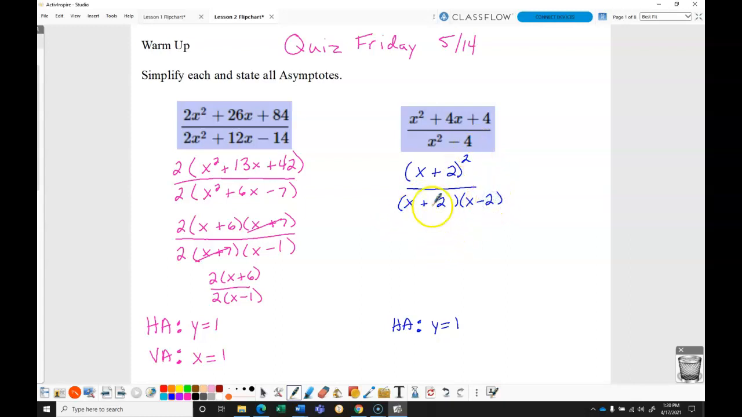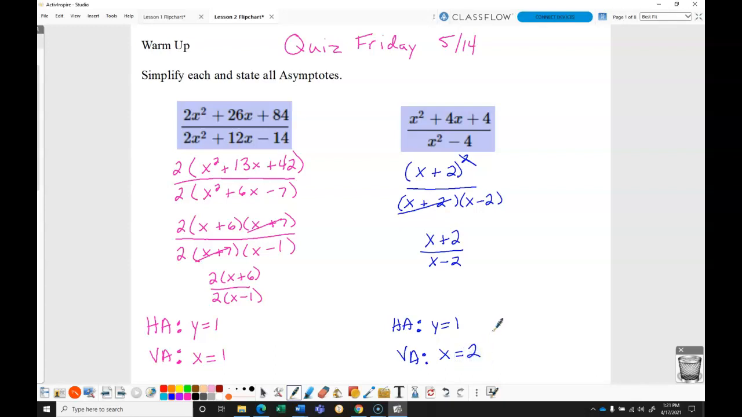Okay, and then I can cancel out an x plus 2 in the denominator, and one of the x plus 2's in the numerator. So that leaves me with x plus 2 in the numerator and x minus 2 in the denominator. And from that we can get the vertical asymptote, which is x equals positive 2.